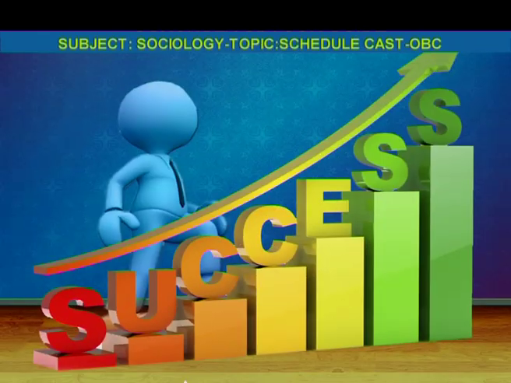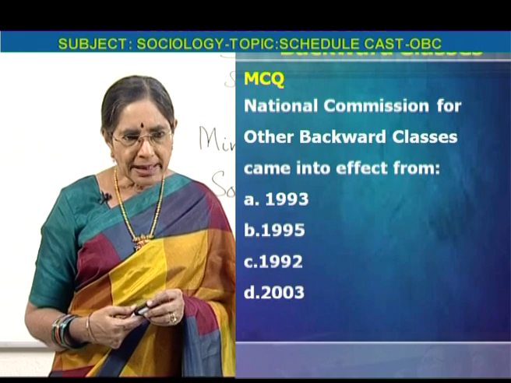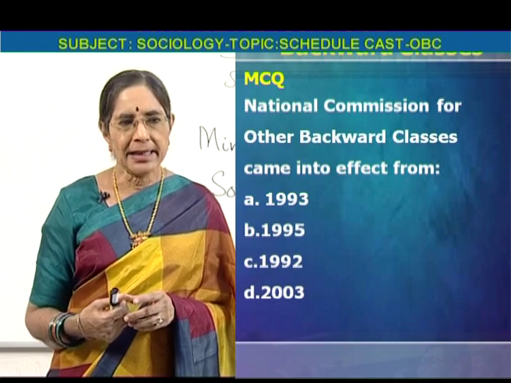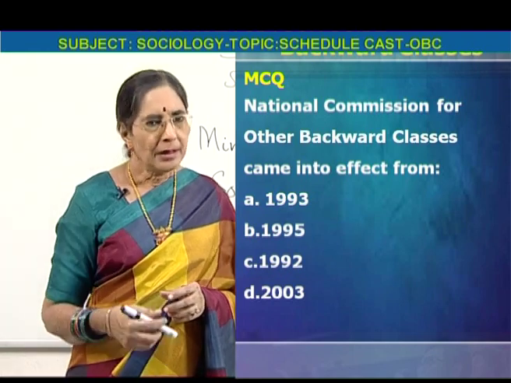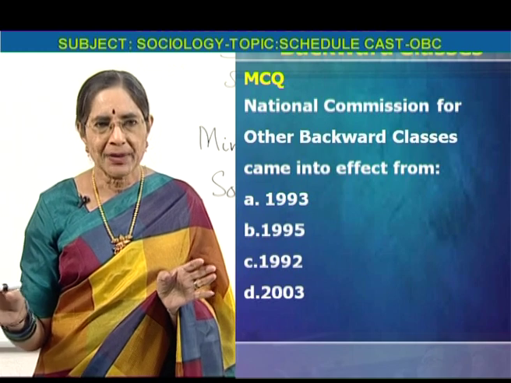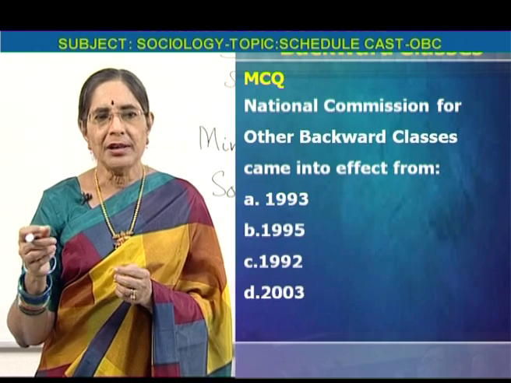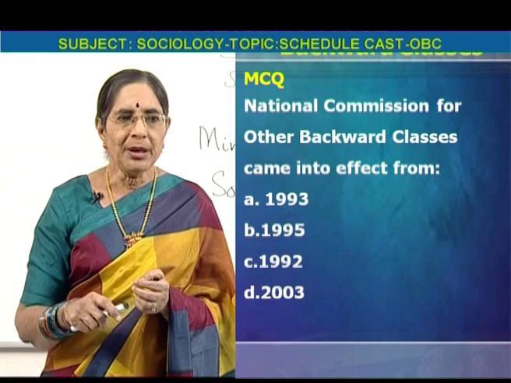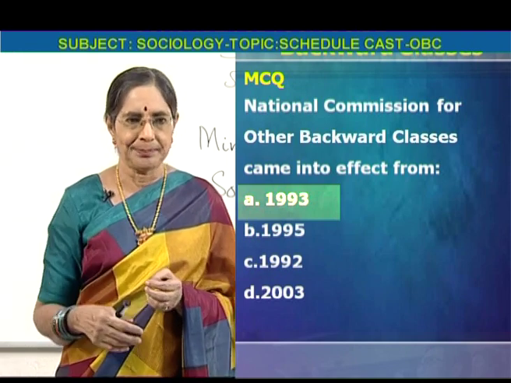Let us see some questions here. The National Commission for Other Backward Classes came into effect from: answer A 1993, answer B 1995, answer C 1992 and answer D 2003. All these four answers are linked with a specific time period, and we know that in the year 1993 the National Commission for Other Backward Classes came into existence in pursuance of a direction given by the Supreme Court of India to the government. Hence, answer A is the correct answer.